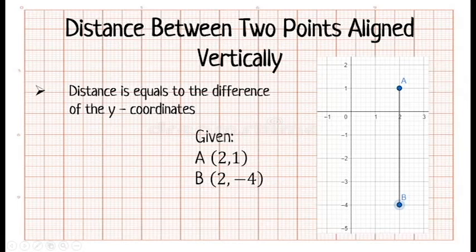Therefore, we would subtract the y coordinate of point B from the y coordinate of point A, that is, the distance between A and B is equal to 1 minus -4. And 1 minus -4 is equal to 5.